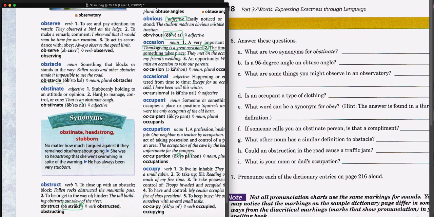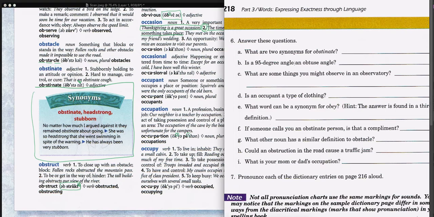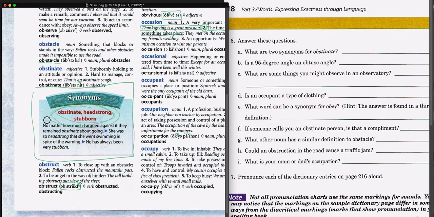Let's see. It says obstinate, adjective, stubbornly holding to an attitude or opinion. And the second definition is hard to manage, control, cure, as in an obstinate cough. Synonyms: headstrong, stubborn. So here it gives you the synonyms for obstinate. Most dictionaries in books don't usually give you the synonyms, but for obstinate, they give you the definition. Sorry, it's a short I sound, so not long A, short I. So just copy down the 2 synonyms that it shows right here.